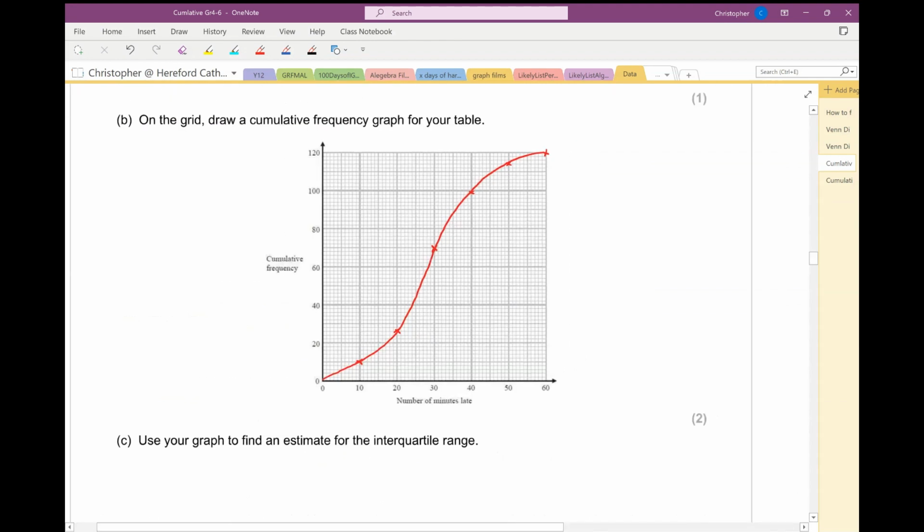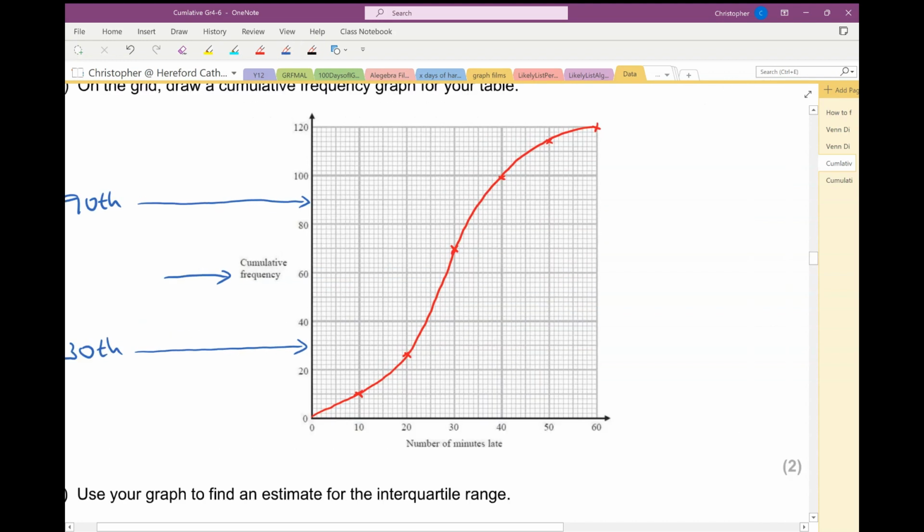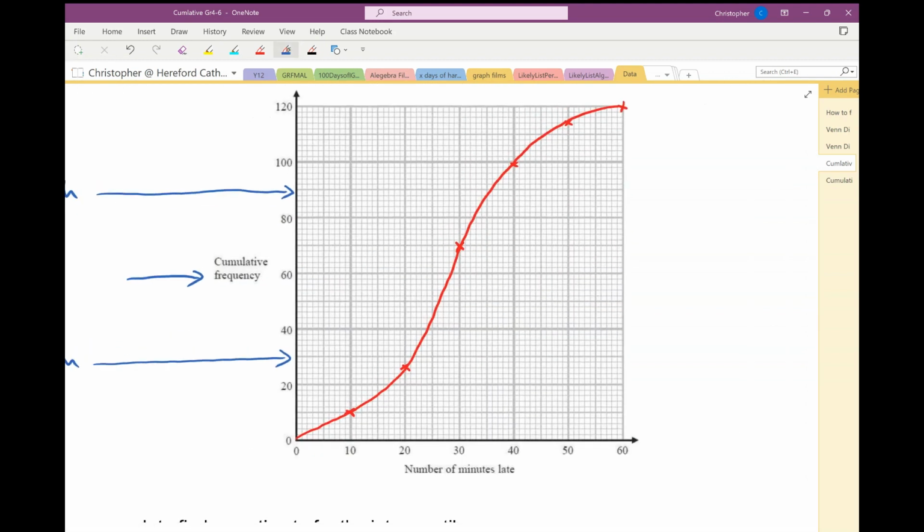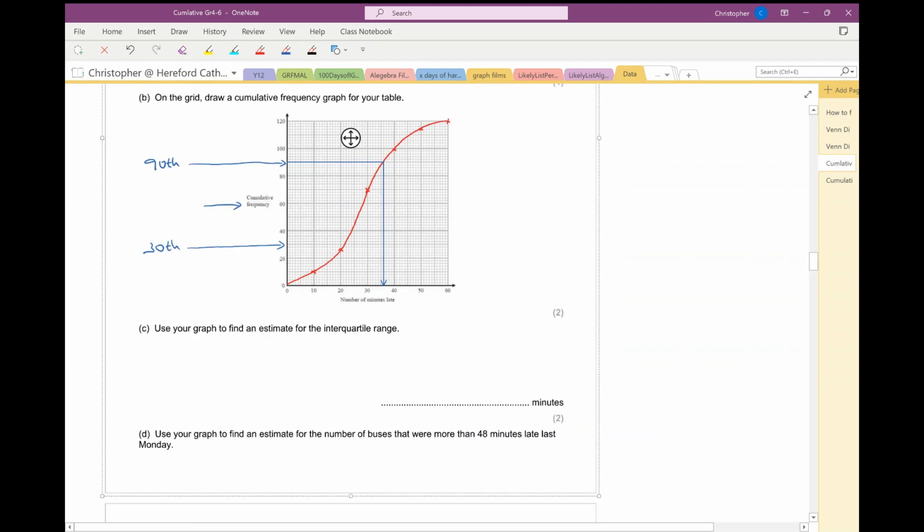Right, well, I've got 120 in all, so the 60th one would be my median. So that means I need to work out my 30th for my lower quartile and my 90th for my upper quartile. So let's do the 90th first. How many minutes late was that 90th bus? Right, I'm going to draw a line across here with my pencil and ruler, and then a line down here to read off that my 90th bus is 36 minutes late.